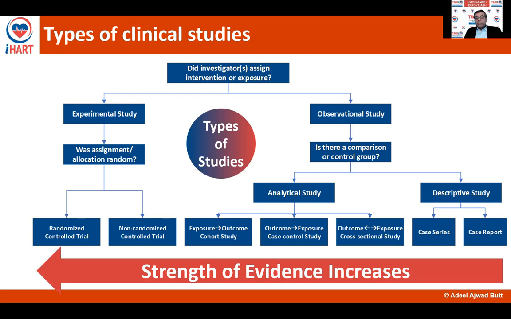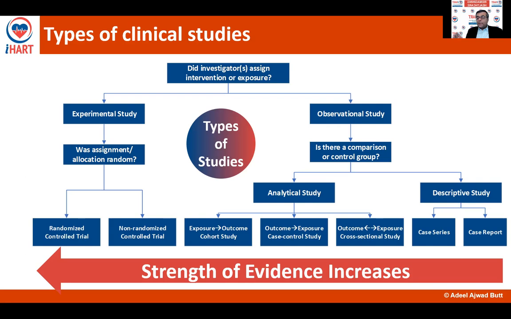The next question you have to ask is, is there a comparison or a control group for this observational study? If there is no comparison group, then this is a descriptive study, and these include case reports and case series. If there is a comparison or a control group, then this becomes an analytical study. And there are three main types of analytical studies: cohort studies, case control studies, and cross-sectional studies. And we will define them a little more in the next few slides.